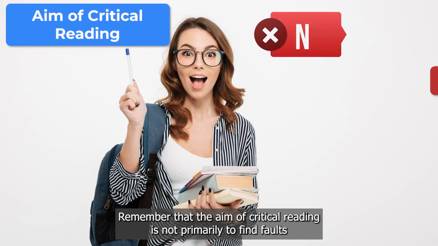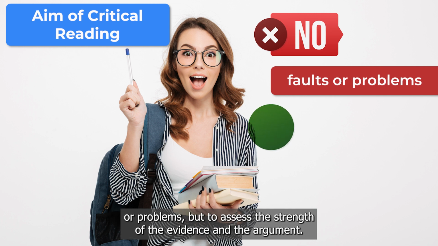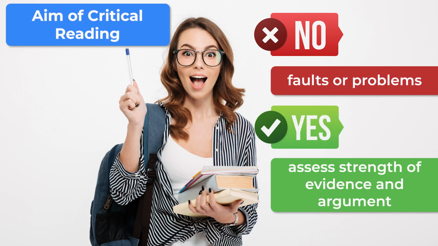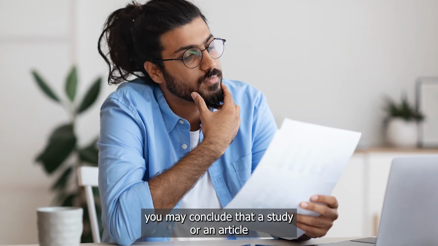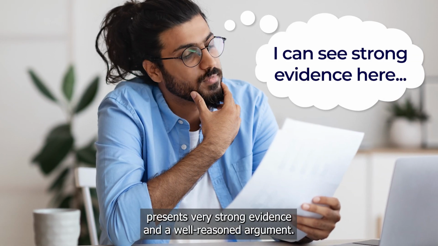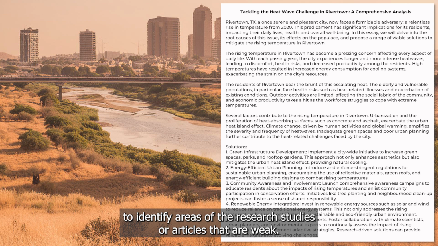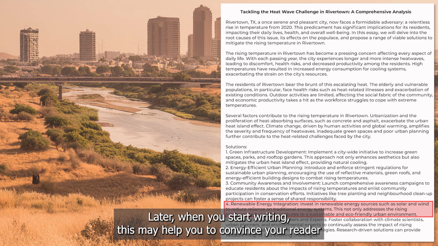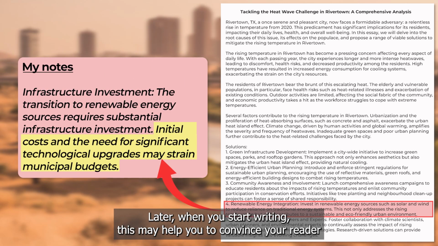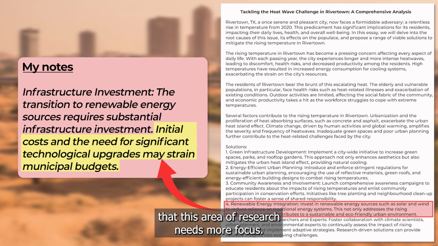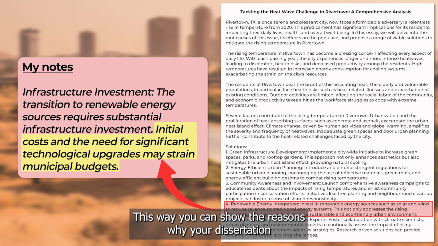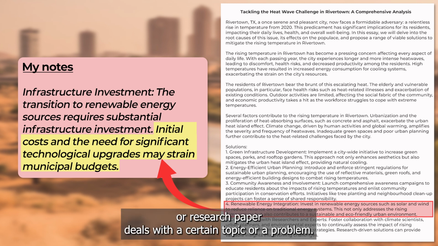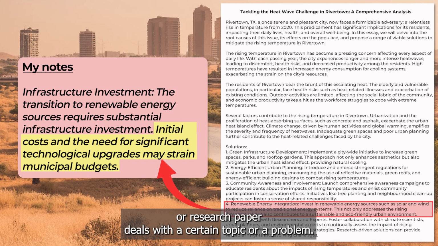You need to be aware of your own opinions as well, your judgment, positive and negative, so you can make an objective evaluation. You need to decide to what extent you are prepared to accept the author's arguments, opinions, and conclusions. Remember, that the aim of critical reading is not primarily to find faults or problems, but to assess the strength of the evidence and the argument. When reading, you may conclude that a study, or an article, presents very strong evidence and a well-reasoned argument. However, it is also useful to identify areas of the research studies or articles that are weak. Later, when you start writing, this may help you to convince your reader that this area of research needs more focus. This way, you can show the reasons why your dissertation, or a research paper, deals with a certain topic or a problem.